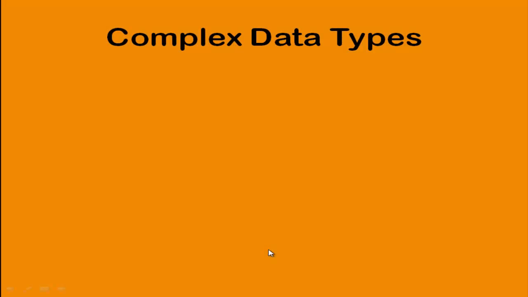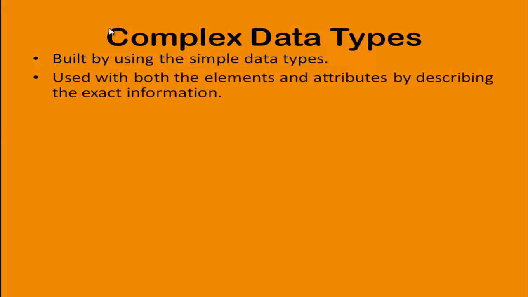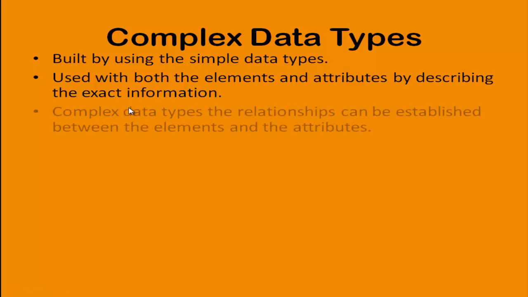The next one is complex data types. As the name states, it is built by using the simple data types. When you combine one or more simple data types, it becomes a complex data type. It is used with both the elements and attributes by describing the exact information, just same as simple data types. But here the main thing is we can establish relationships among the different elements and attributes, but in simple data type we cannot do that.